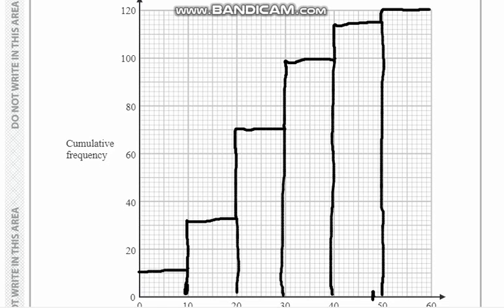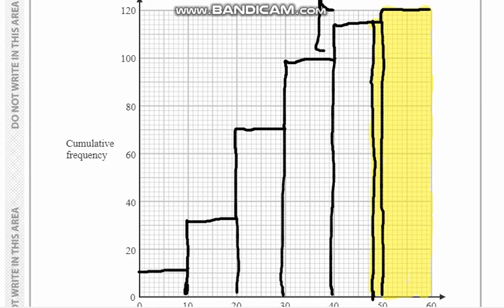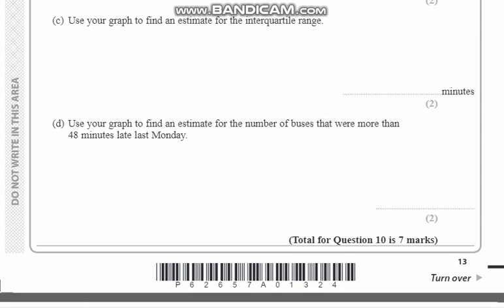So I'll just cover up this area and highlight that. There you go, that's the area that we have to find out. And if we count the number of buses from the cumulative frequency on this side, we'll get that around 9 to 11 buses were late more than 48 minutes last Monday. And that's how we do this stats question or histogram questions.